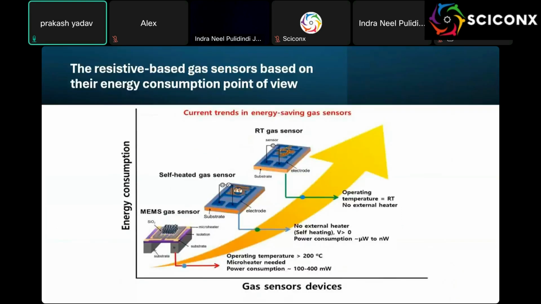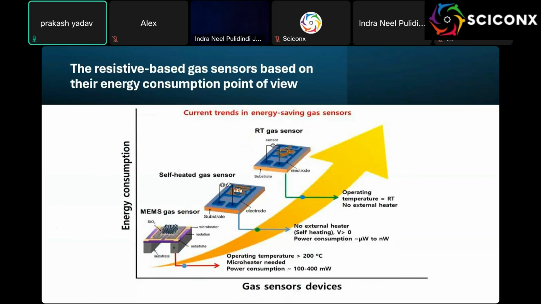And this is again energy consumption. If we are talking about the MEMS sensor, we require high power because it requires a micro sensor, and its operating temperature is very high. We require greater than 200 degrees centigrade to heat the heaters, and the power consumption is very high, around 100 to 400 milliwatt is required to operate this type of gas sensor.